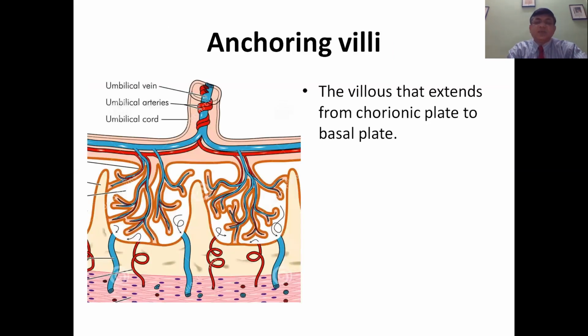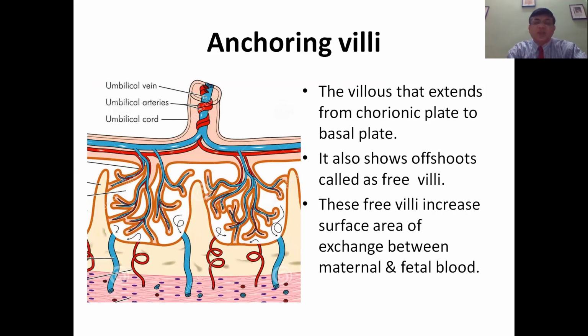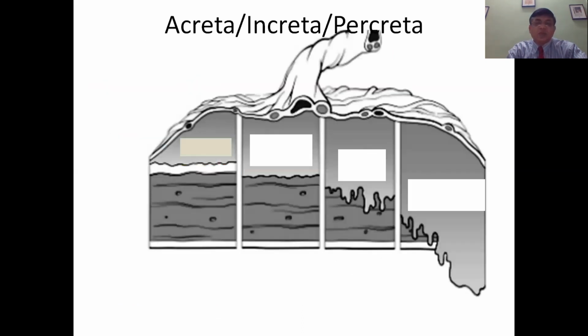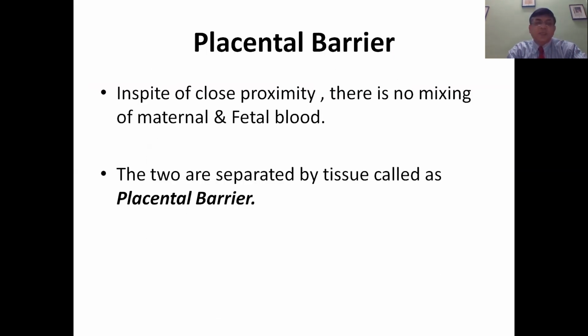The villi that extend from the chorionic plate to the basal plate show offshoots called free villi. These free villi increase the surface area for exchange. Nitabuch's layer, if it is absent, leads to placenta accreta. When the placenta invades the myometrium, it is increta. When it invades up to the serosa, then it is percreta.